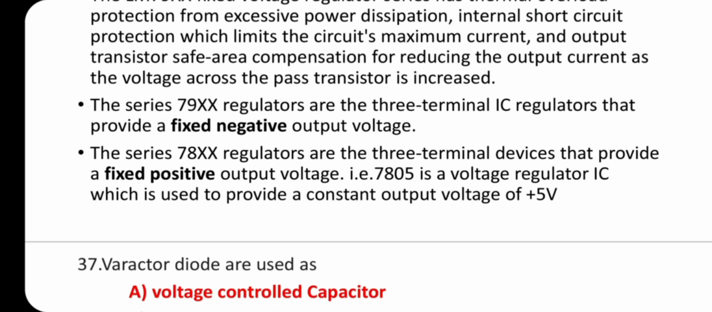The series 79XX regulators are the three-terminal IC regulators that have a fixed negative output voltage. The series 78XX regulators are the three-terminal devices that provide a fixed positive output voltage. That is, 7805 is a voltage regulator IC which is used to provide a constant output voltage of plus 5 volt.